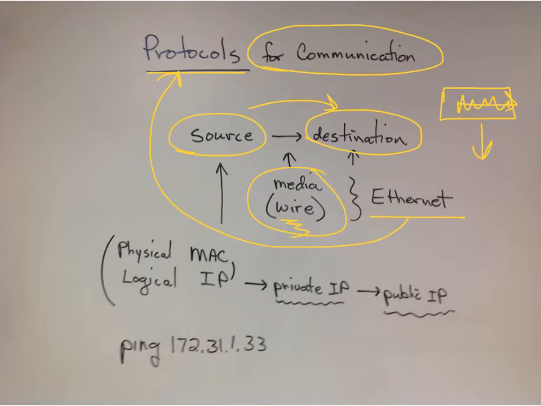For the source and the destination, we typically will have a combination of a physical and logical address, like a MAC address for the physical address, an IP address for the logical address. Now the IP internally would be a private IP, and there's a public IP that it gets through network address translation, gets converted from one to the other.